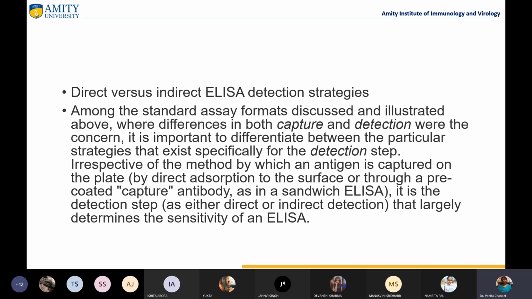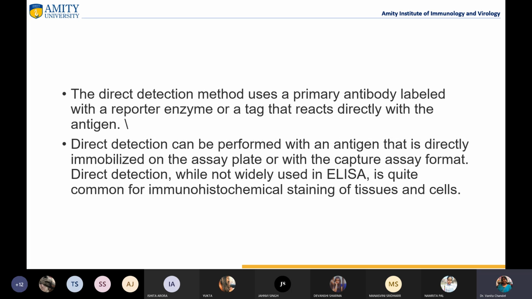Among the standard assay formats discussed and illustrated, we have differences as far as both capture and detection are concerned. So it is important to differentiate between the particular strategies that exist specifically for the detection step. Irrespective of the method by which antigen is captured on the plate, either by direct adsorption or by the capture antibody, it is the detection step, either direct or indirect, that largely determines the sensitivity of the ELISA assay. The direct detection method uses a primary antibody which is labeled with a reporter enzyme tag that reacts directly with the antigens, right?